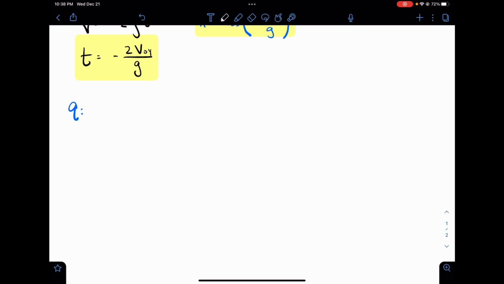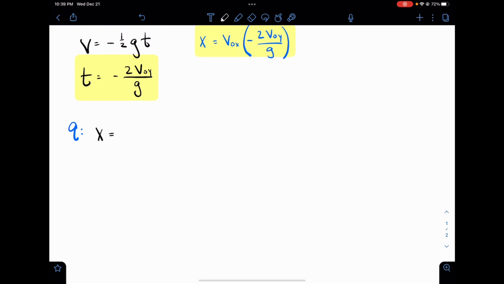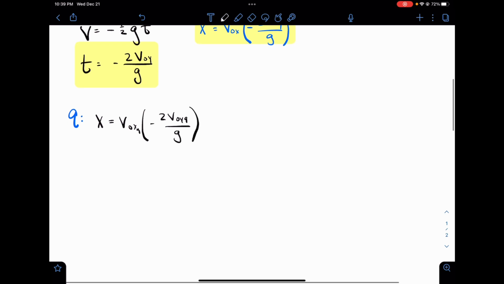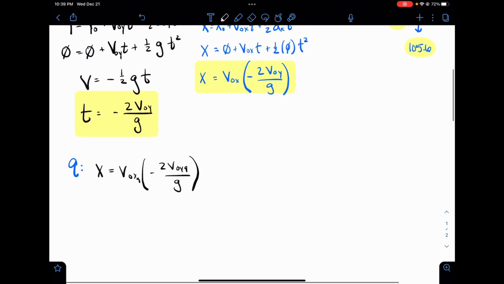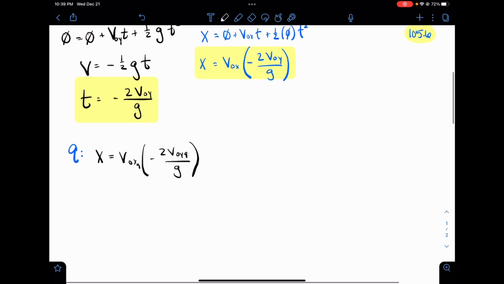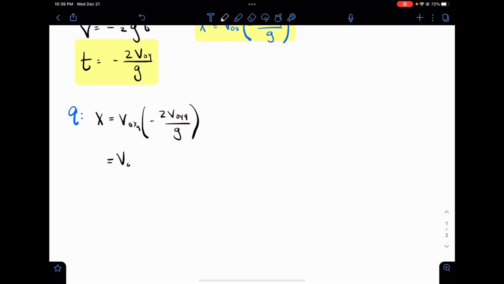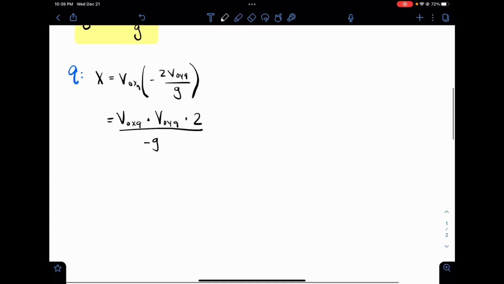If we're looking for x, we have v naught x for the 9 iron times negative 2 v naught y 9 iron over g. Let's just go ahead and plug in our equations. So this is v naught x 9 times v naught y 9 times 2 over negative g.